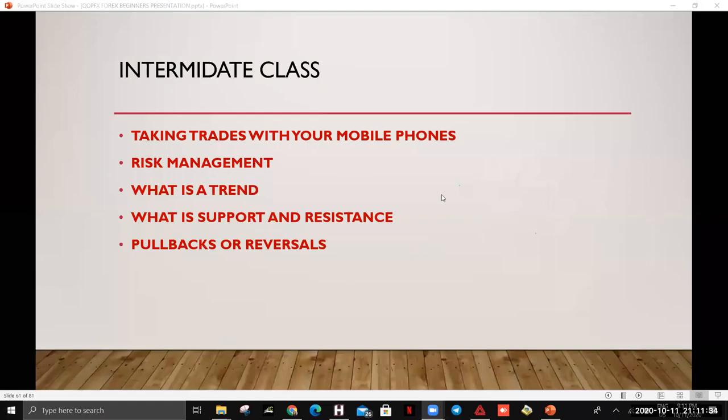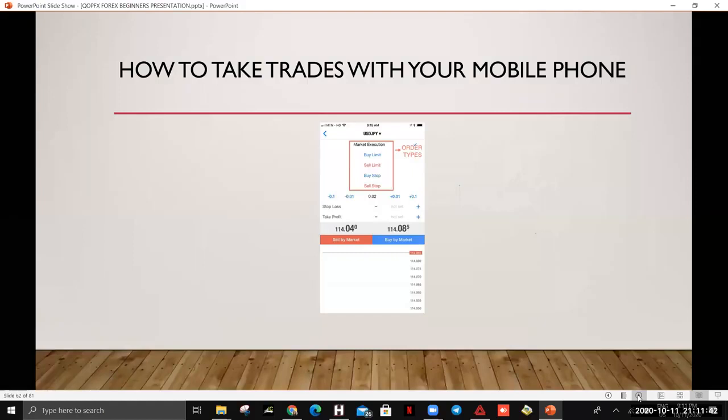Now, we've gotten to today's class. Intermediate class is for the third day, which is today. Remember, this is the last day for our free lesson, so I want you to pay good attention. How to take a trade with your mobile phone. Remember the orders we told you about? The buy limit order, the sell limit order, the buy stop, and the sell stop. So if you go to your mobile phone now and you see USDJPY, you click on this drop button. This is what is going to drop down. So it's either you pick instant execution to take the trade, or you pick buy limit, you set your limit order, sell limit, buy stop, sell stop. These are all the orders.